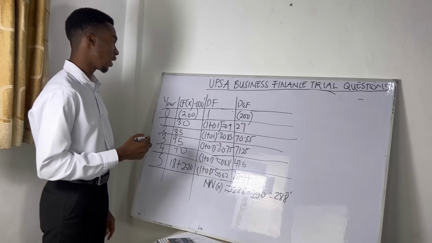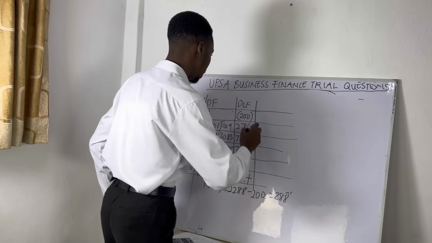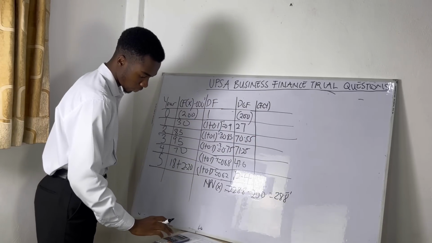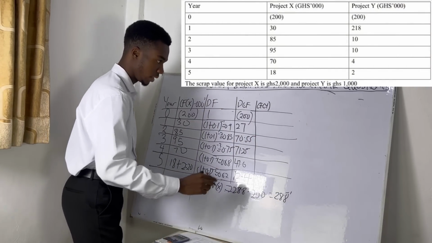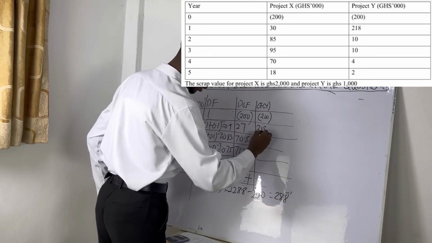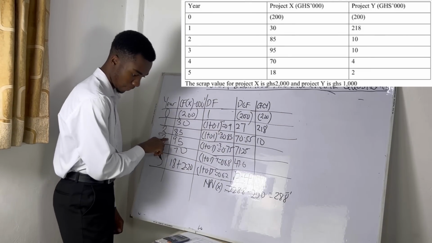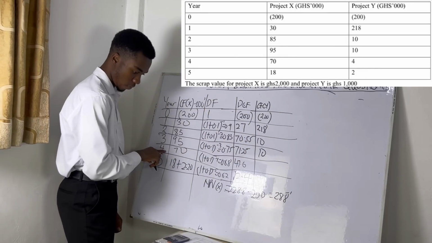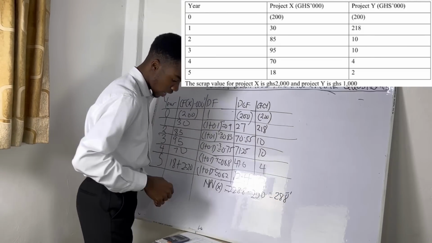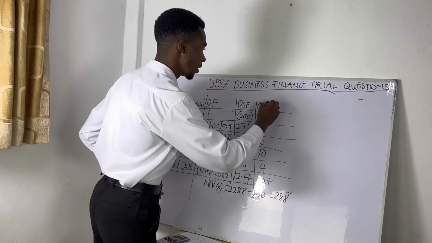So now we can proceed to calculate the net present value of project Y. So for project Y, let me do the cash flow of Y. We also invested 200 as well. Then we have 218 for year 1. Then for year 2, we have 10. Then year 3, you have another 10. Then year 4, we have 4. Then year 5, we have 2. And also for project Y, they gave us a scrap value of 1000. So plus 1. All these are 0, 0, 0.